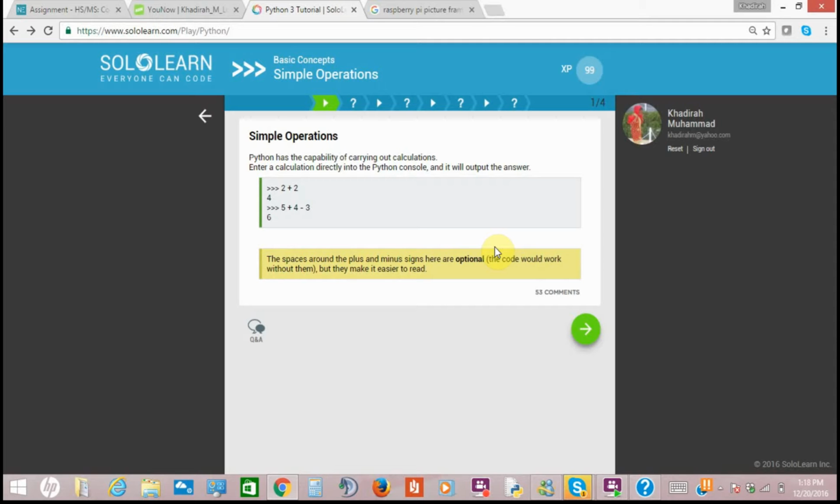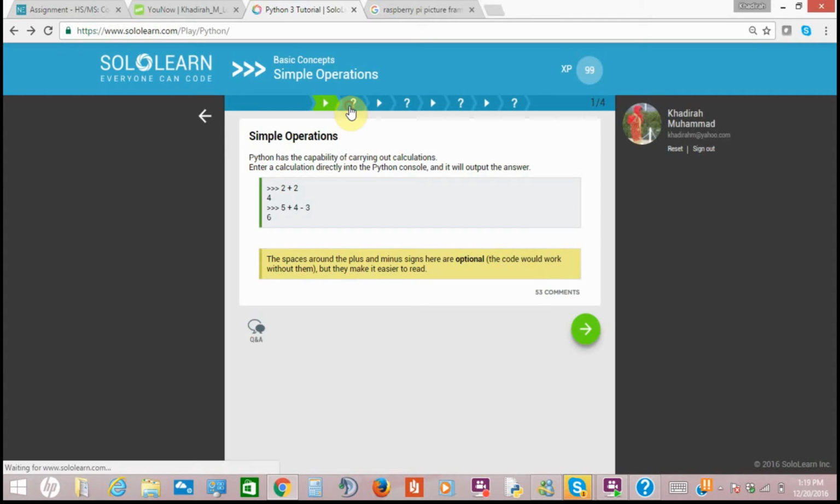So let's get started. Here's simple operations, and it says Python has the capability of carrying out calculations. Enter a calculation directly into the Python console and it will output the answer. Here's the example, 2 plus 2, which of course is equal to 4. And then there's 5 plus 4 minus 3, which is equal to 6. And you can make sure these are correct by using a calculator.